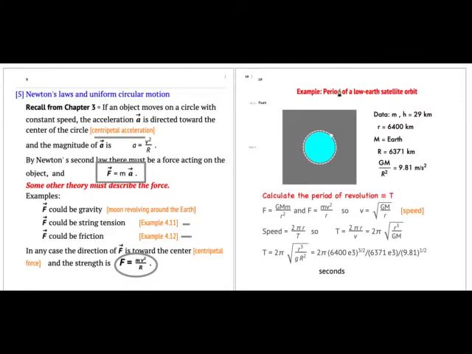Here's an example. Let's calculate the period of a low Earth satellite orbit. So I have a satellite orbiting the Earth not far from the surface. So it's a low Earth orbit. We call that a low Earth orbit because it's close to the Earth. It's like this. Here's the center of the Earth.